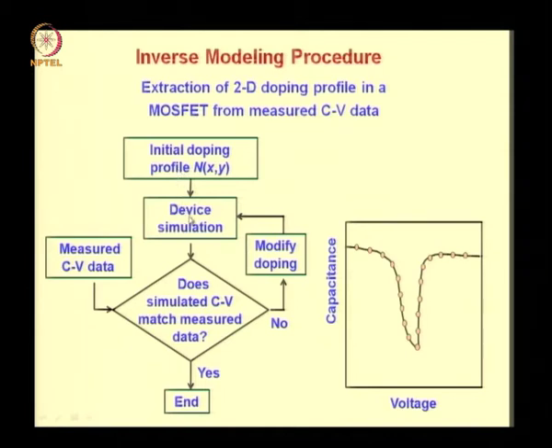Now do a device simulation to get the CV characteristics for this doping profile. Does the simulated CV match measured data? If no, then you modify your doping and do the device simulation again, and go on doing this until the simulated and measured data match. At that point you can come out, and then the resultant doping profile is the actual doping profile of the device. So measured CV data is being input into this step for matching with the simulation data.